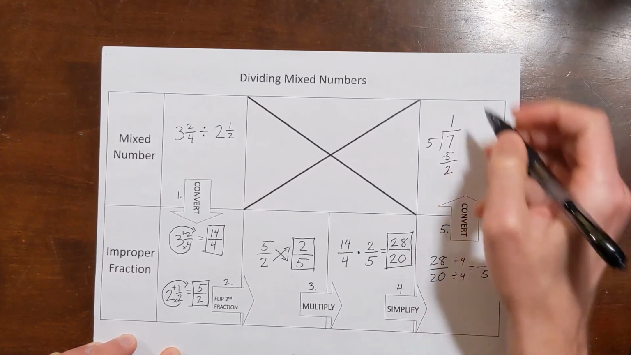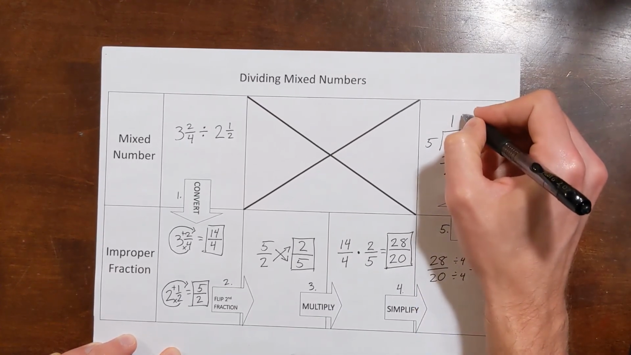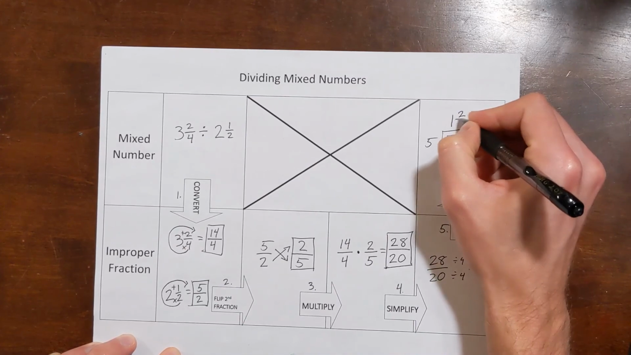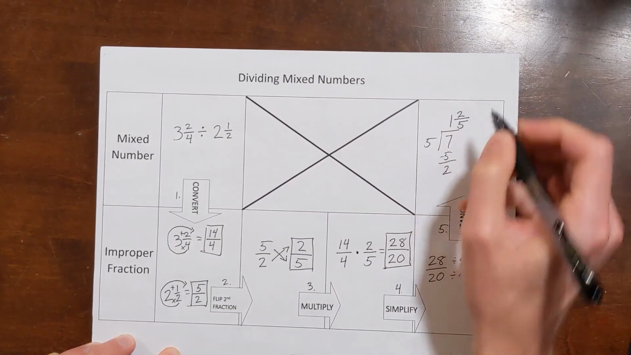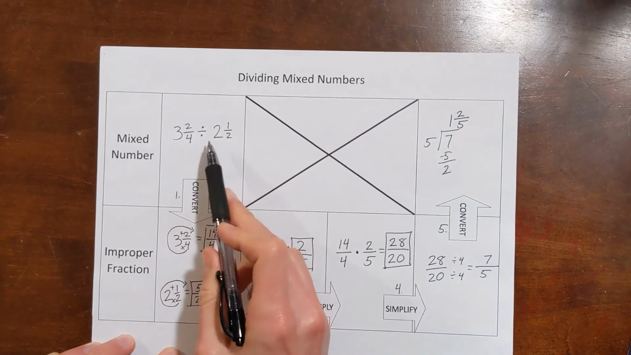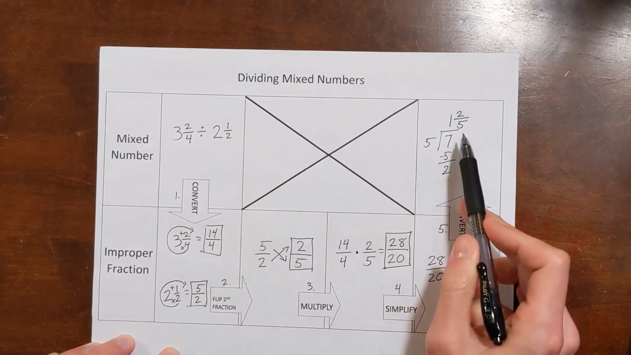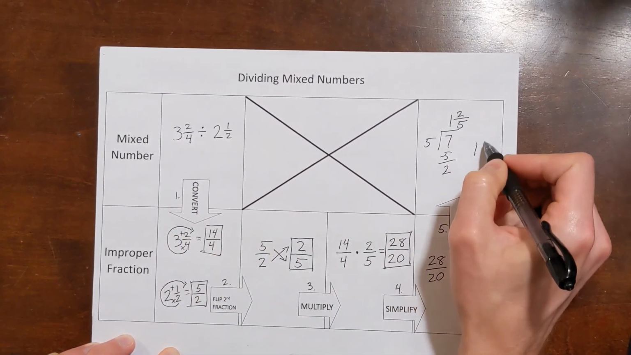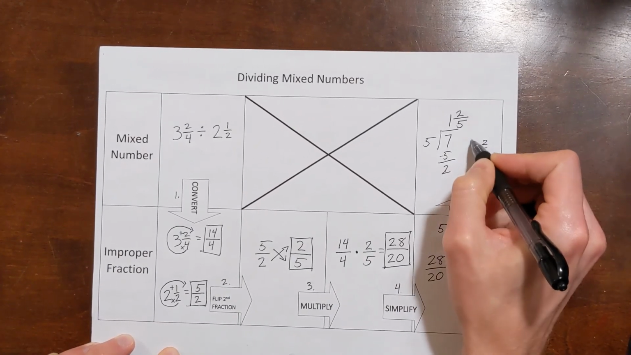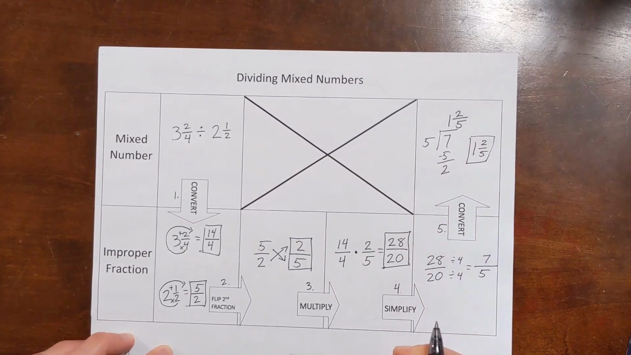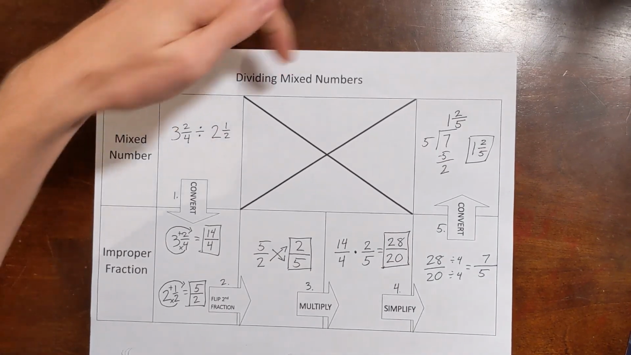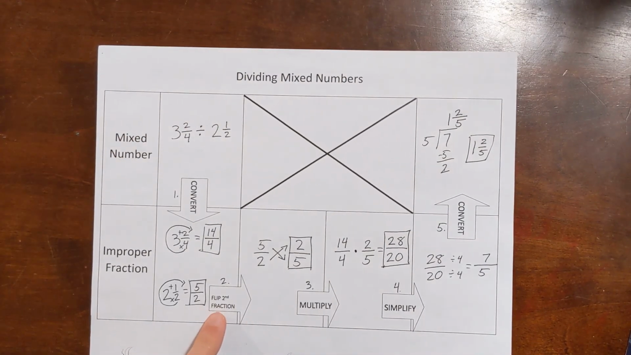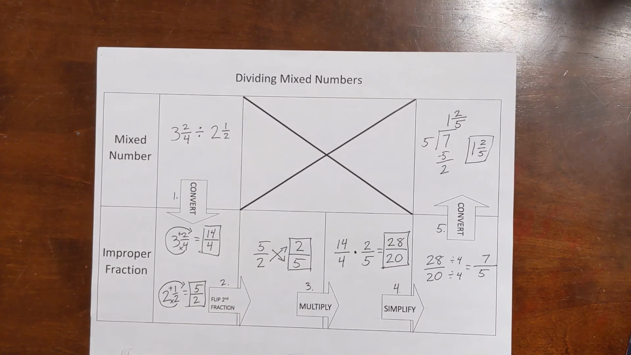So 2 will become the numerator of the fraction, and 5 will be the denominator. So 3 2/4 divided by 2 1/2 equals 1 2/5. So once again, the only extra step you need to do for dividing mixed numbers is to flip that second fraction. Otherwise, it's exactly the same as multiplying mixed numbers.